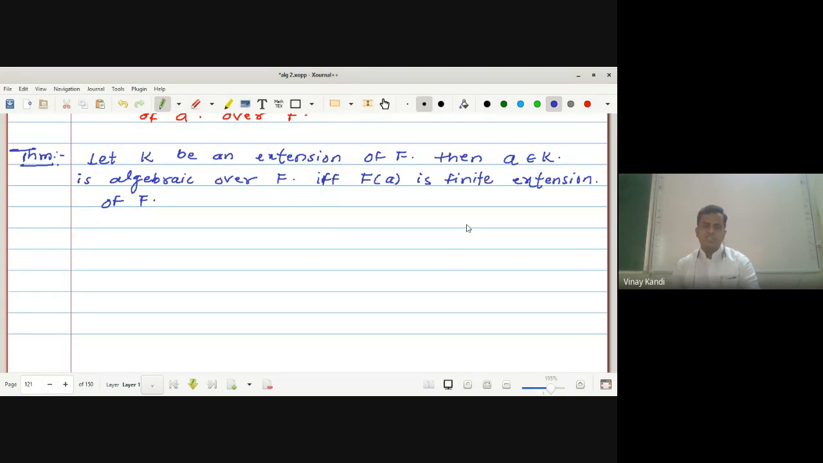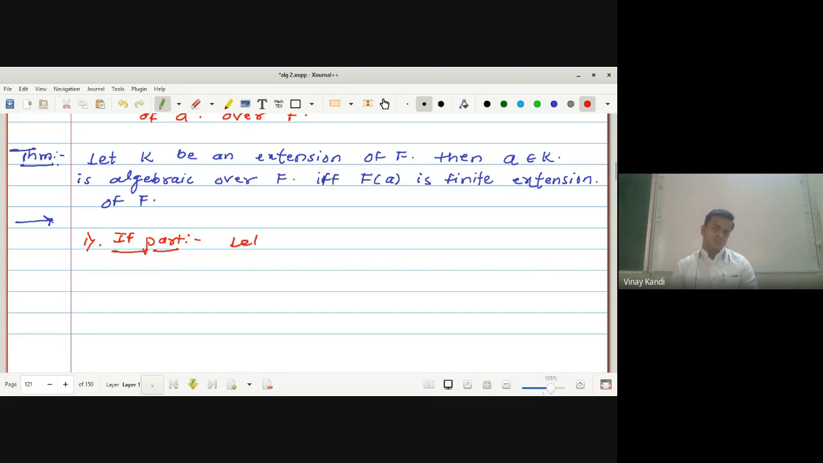Let K be the extension of field F and a belongs to K. Then a is algebraic over F if and only if F(a) is a finite extension of the field F. Okay, proof. दोन्ही पार्ट प्रूव्ह करायचे. ओके, necessary part and sufficient. First one, if part. Okay, what is if part?